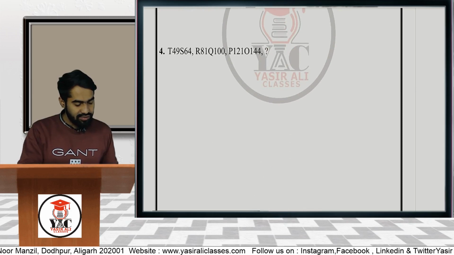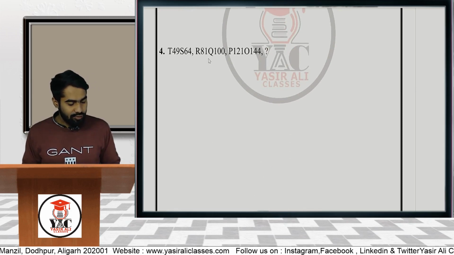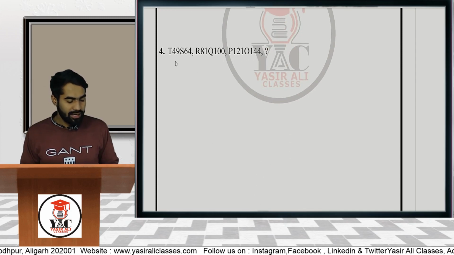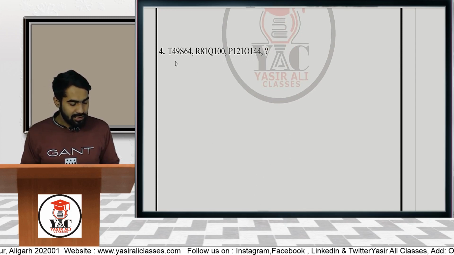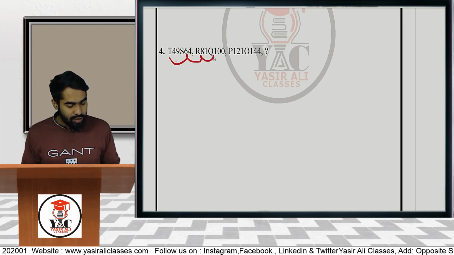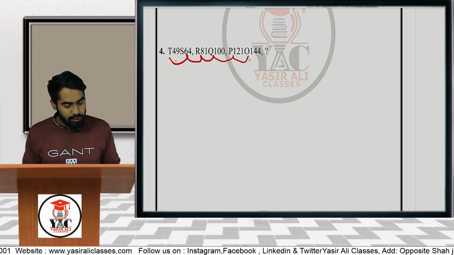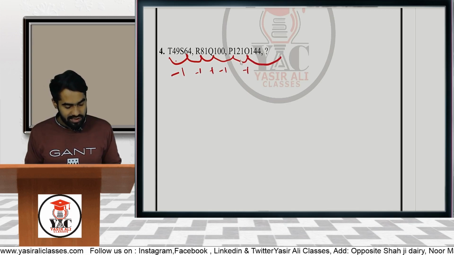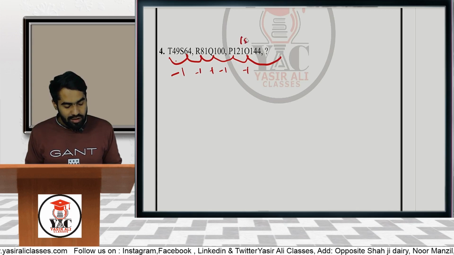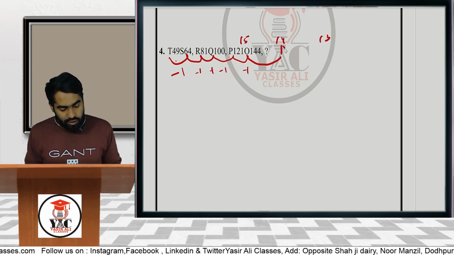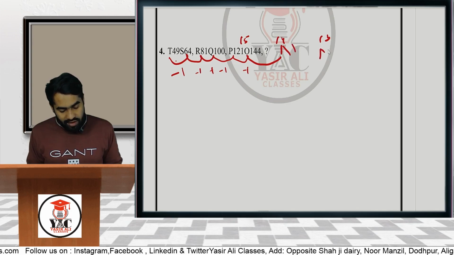Now looking at the next one, T49 S64 R81 Q100 P121 O144. Again we have T and S. T is on 20, S is on 19. Then before S R, before R Q, before Q P, before P O. So we can do -1 in each case to get the next letter in the series. Before this was on 15, so we can have 14 and 13. On 14 we have N, and on 13 we have M.